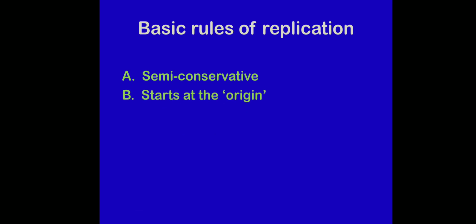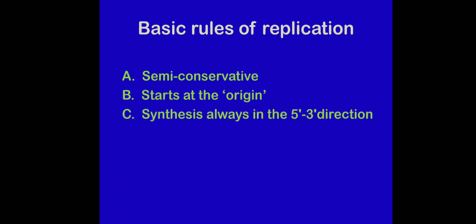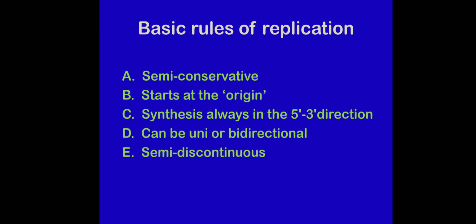So, here we have some basic rules for replication. A, it is semi-conservative. B, it starts at the origin. C, synthesis is always in the 5' to 3' direction. D, it can be unidirectional or bidirectional. E, it is semi-discontinuous. And F, RNA primers are required.